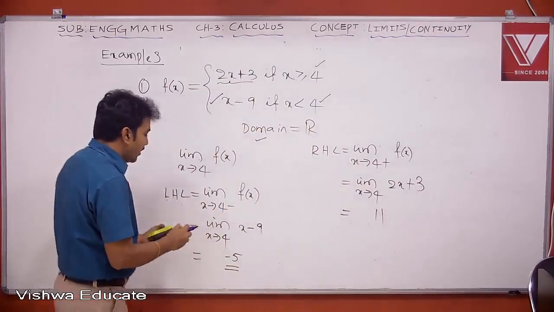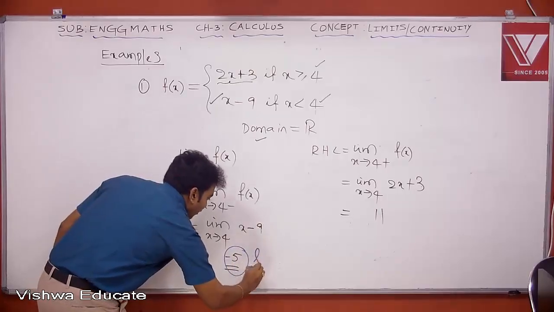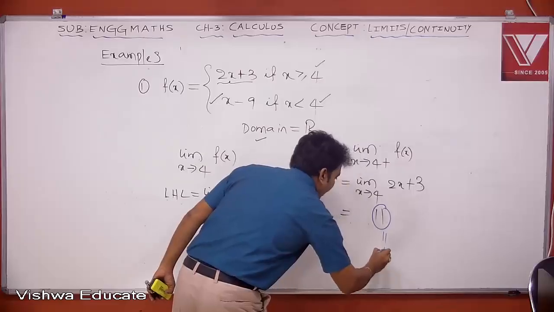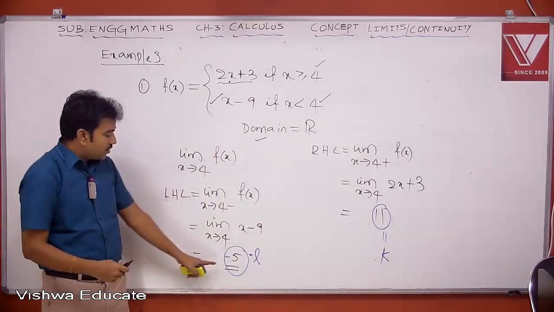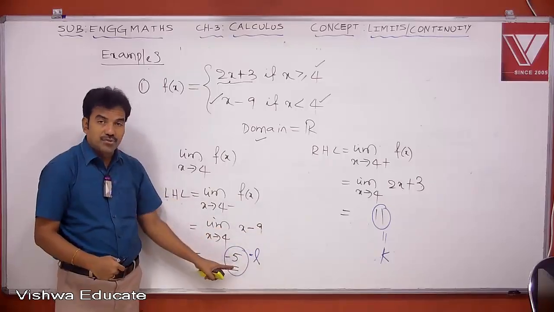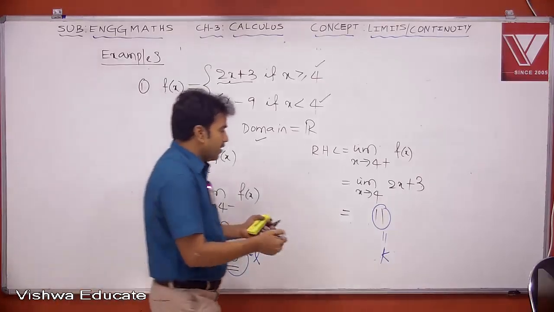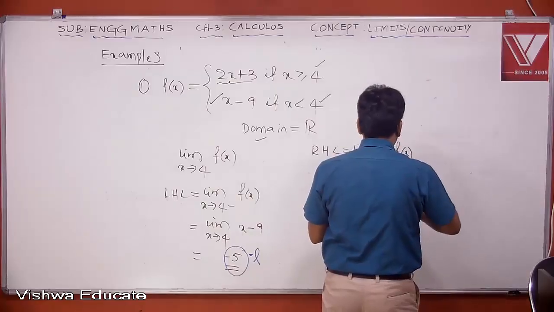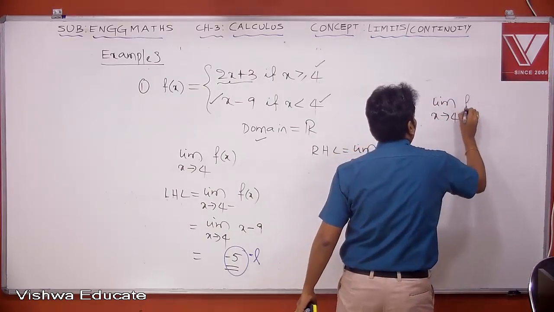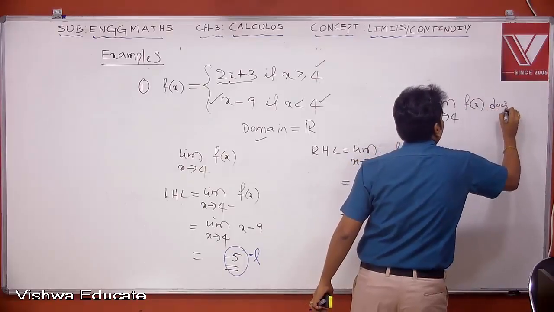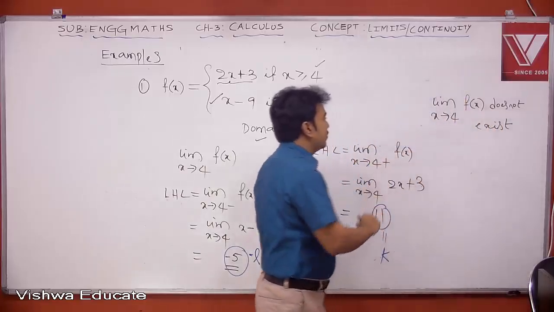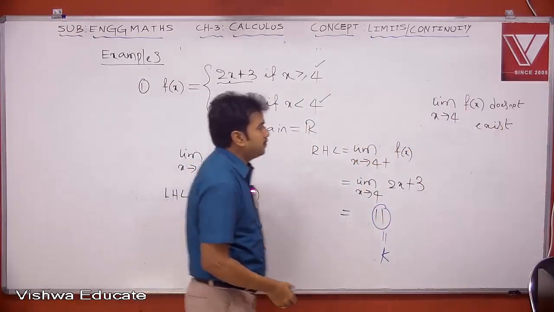Now when you look at these two limits, this is a finite number L and this is a finite number K. So as I mentioned earlier, LHL is a finite number, RHL is a finite number, but both are different numbers. Therefore, in this case, the limit as x tends to 4 of f of x does not exist. So write down this example.